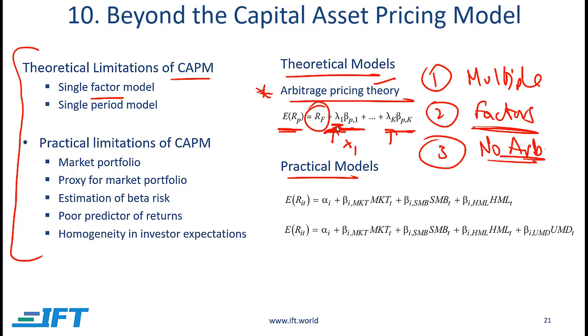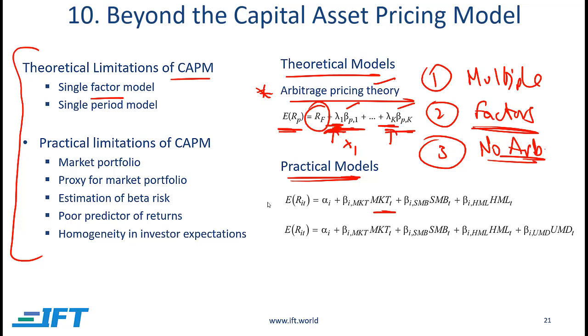One issue is that it is difficult to identify the relevant factors. It's difficult to explain these factors, and it is also hard to come up with the sensitivities of these factors. For this reason, the arbitrage pricing theory is not commonly used in practice. We therefore move to some practical models which use factors that are easier to explain.